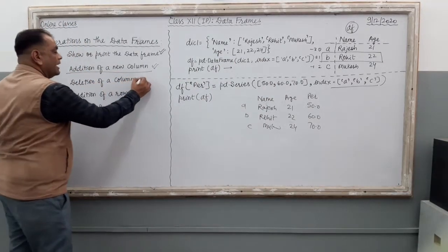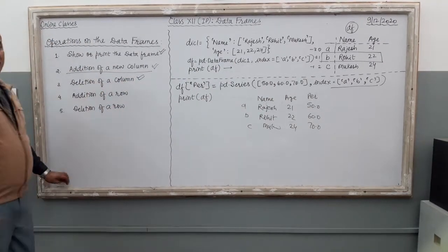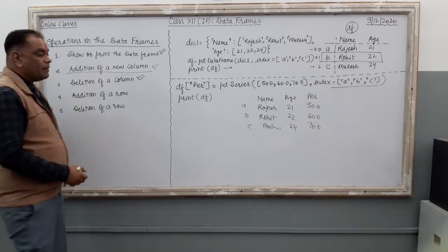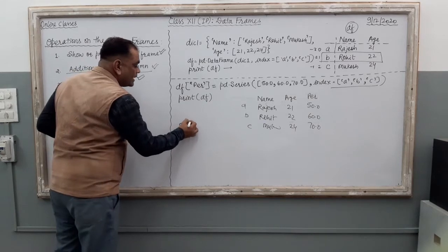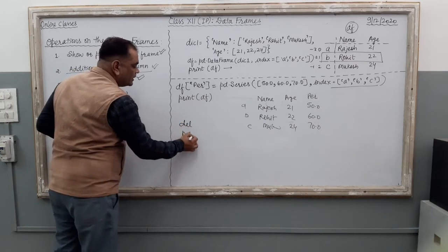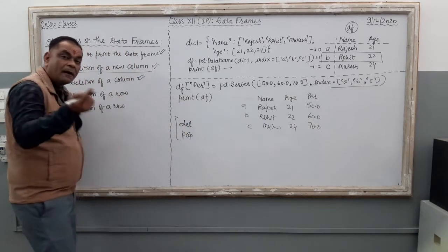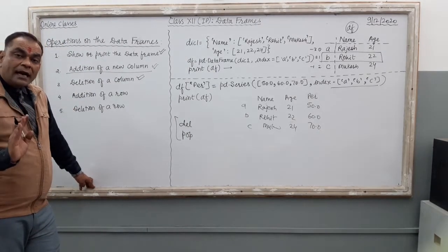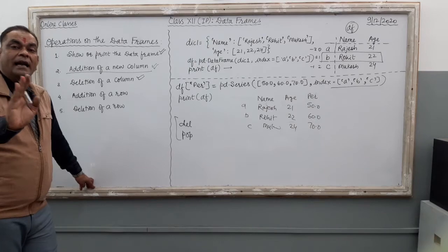Now we are here: how to delete a column. How to delete a column? For that two different commands are there. You can use the del command, you can use the pop function. These two, del is a command, pop is a function, right? By using these two concepts you can delete an entire column.